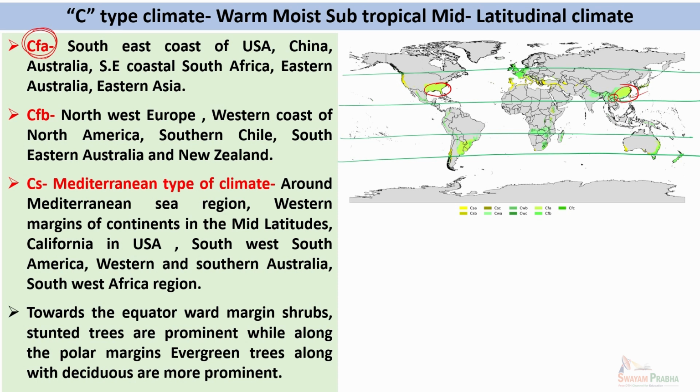And then you have CFA type of climate in the southeastern region of South America, southeastern parts of South Africa around Madagascar will also have CFA type of climate, and then the southeastern region of Australia along with certain northern parts of New Zealand also will experience the CFA type of climate. Besides this, CFB type of climate is experienced along the western margins.